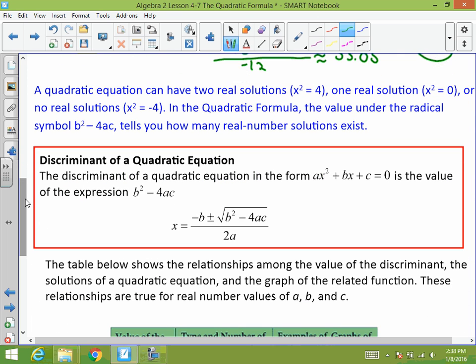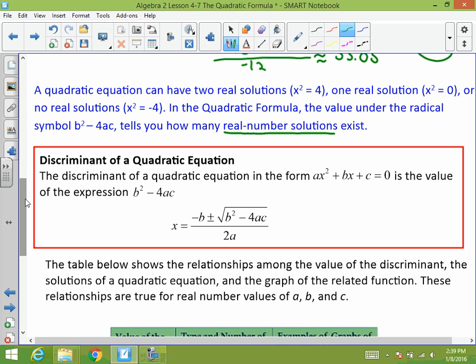A quadratic equation can have two real solutions, like x squared equals 4, so you're going to get x equals plus 2 or minus 2. One real solution, like x squared equals 0, so x is going to equal 0. Or no real solutions, like x squared equals negative 4, because you don't know what the square root of a negative number is yet. You will soon. In the quadratic formula, the value under the radical symbol, b squared minus 4ac, tells you how many real number solutions exist. So that's called the discriminant.